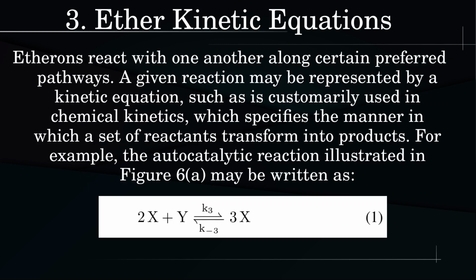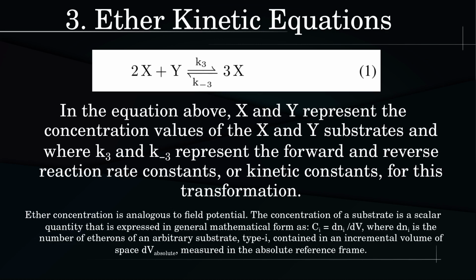3. Ether kinetic equations. Etherons react with one another along certain preferred pathways. A given reaction may be represented by a kinetic equation, such as is customarily used in chemical kinetics, which specifies the manner in which a set of reactants transform into products. For example, the autocatalytic reaction illustrated in Figure 6a may be written as follows. In the equation above, x and y represent the concentration values of the x and y substrates, and K3 and K-3 represent the forward and reverse reaction rate constants, or kinetic constants, for this transformation.